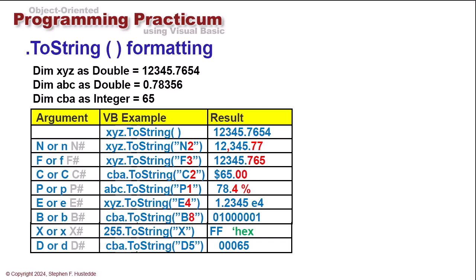And then notice the D for decimal value. This will give us leading zeros in front of our value. So again, with 65, if I do a D5, I'm going to get 00065. There are other formats. These are the most common ones. We can also use ToString to do formatting of date-time objects and display dates and times in multiple ways. We'll look at that soon. For now, we're focused on numeric formatting.